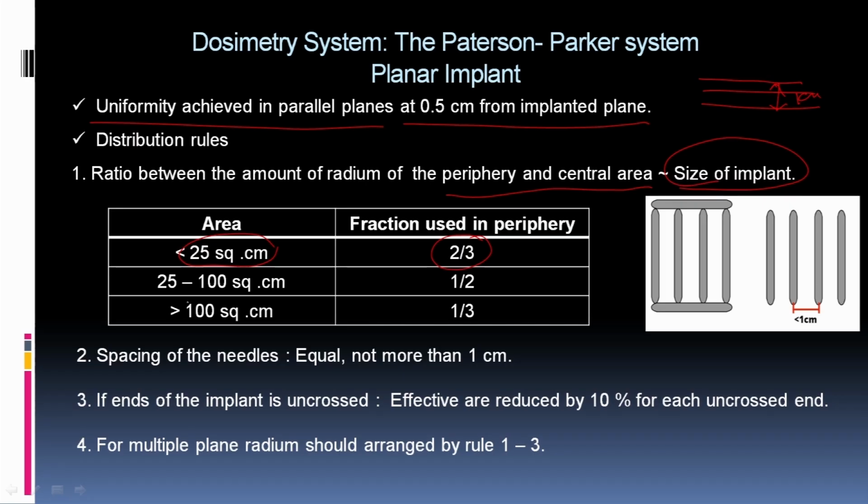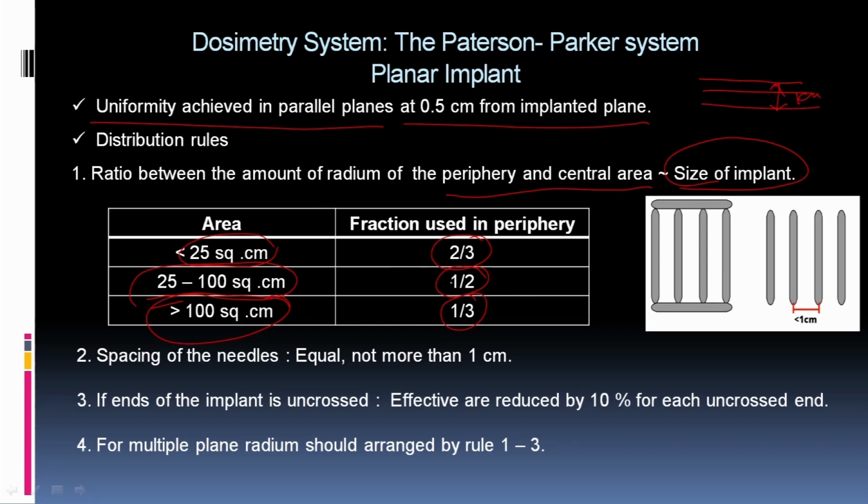Now, if our target lesion is 25 to 100 square centimeter, then we have to apply half of the radioactive isotopes in the periphery and half in the center. Again, if the target lesion is more than 100 square centimeter, then we need to apply 1/3 of the radioactive isotope in the periphery and 2/3 within the center.